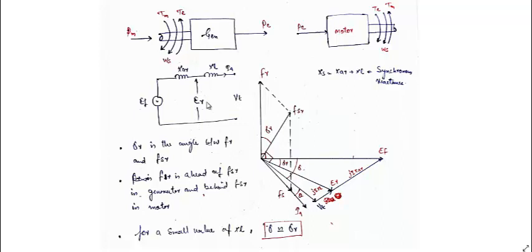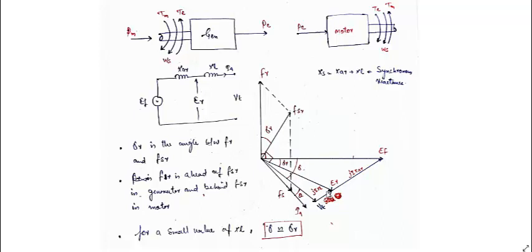Now VT will simply be ER minus jIA XL. That is ER minus jIA XL. You can see that it is like this. So this voltage drop is because of the leakage reactance. The angle between EF and VT is usually taken to be equal to delta. If we neglect this XL, you will see that this delta and this delta R will coincide, or we can say ER and VT will coincide. That means this delta R will then be the angle between EF and VT if XL is very small or if it is neglected. So this is very important.